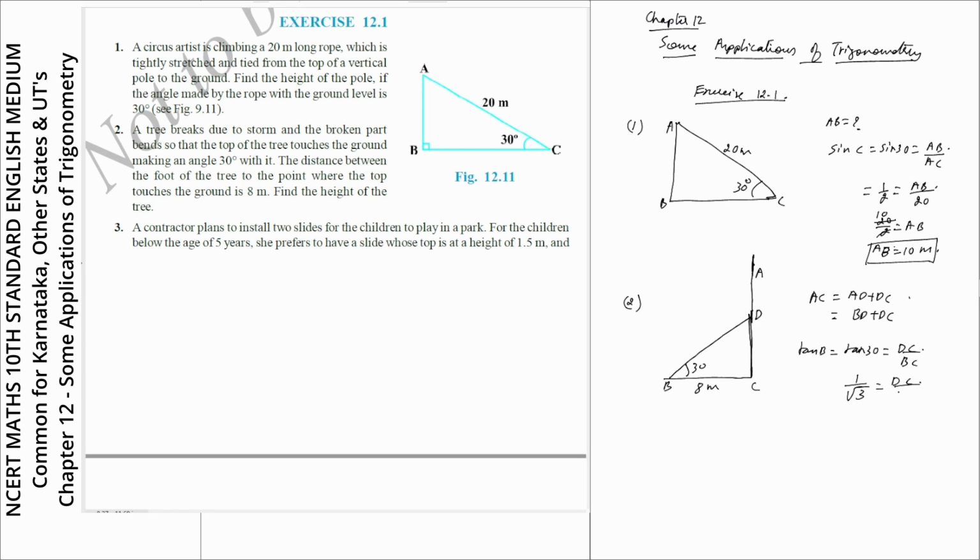The value of BC is 8 meters. Therefore DC is equal to 1 by root 3 into 8, which is equal to 8 by root 3.